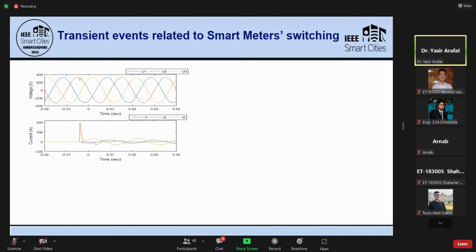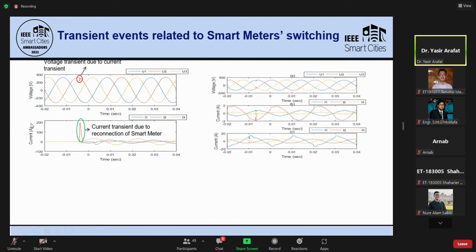Here it is shown a voltage transient event and a current transient event. This is the current transient due to reconnection of the smart meter that we have seen. And this is the voltage transient event that occurred due to this current transient, so at the same time it occurred.